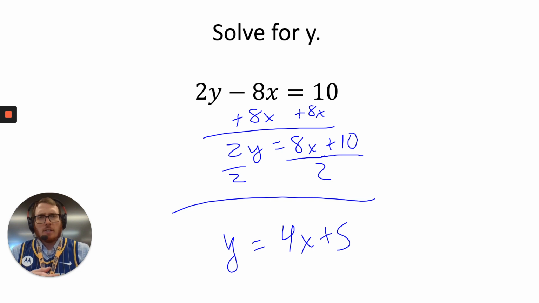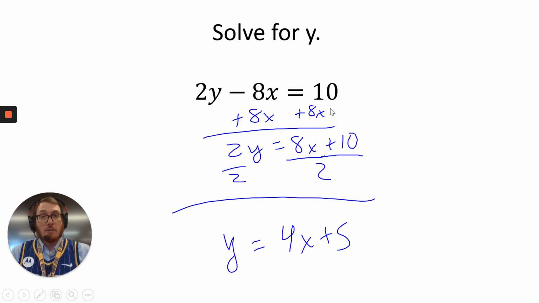What this really shows us is our ability to manipulate equations without necessarily doing an old-fashioned guess and check approach that sometimes students use to solve for variables when it's a numeric answer. So in this case, I'm going to add 8x to both sides. That leaves me with 2y equals 8x plus 10.